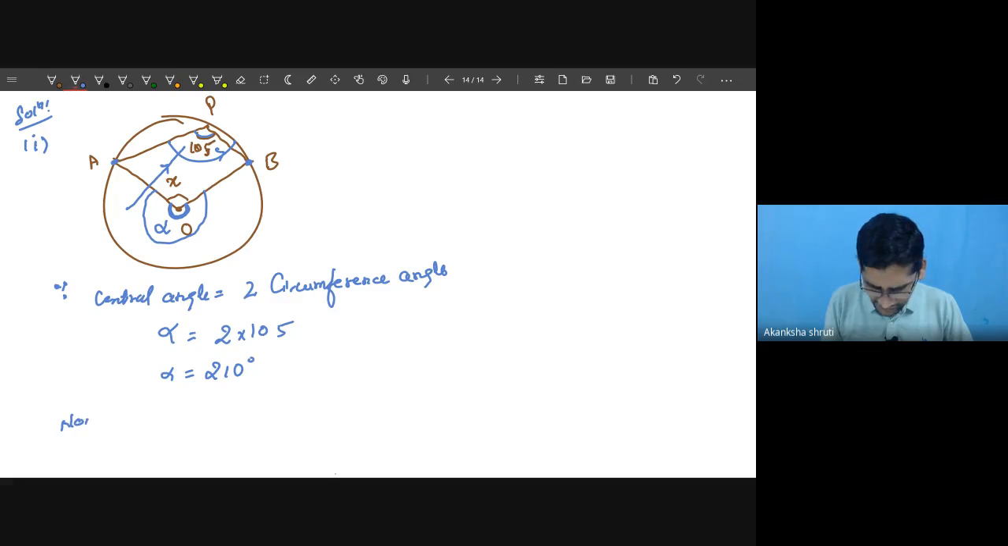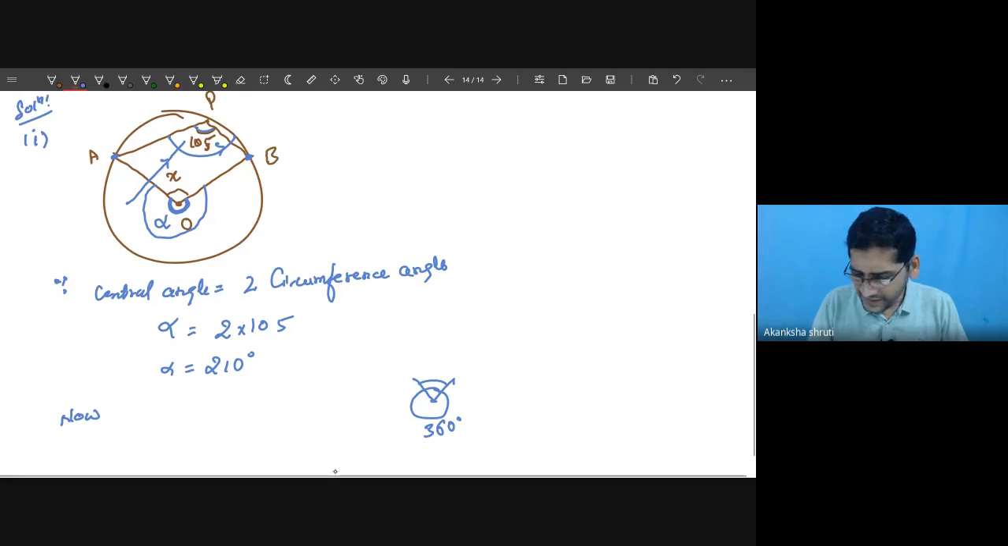Now, the angle at a point is 360 degrees, because it is like this one. So if you are moving like this, this entire angle becomes 360 degrees. If this angle is, say, something X, then this much angle will be 360 minus X, and this is alpha. It simply means, if we are considering this angle as alpha, then alpha plus X is equal to 360 degrees. You can understand it this way also.